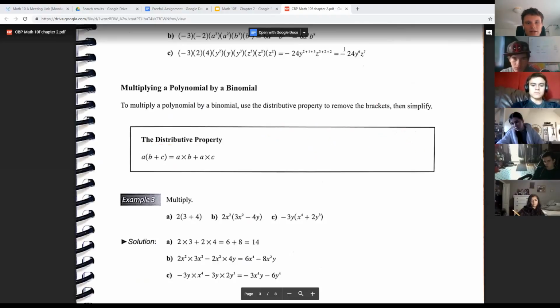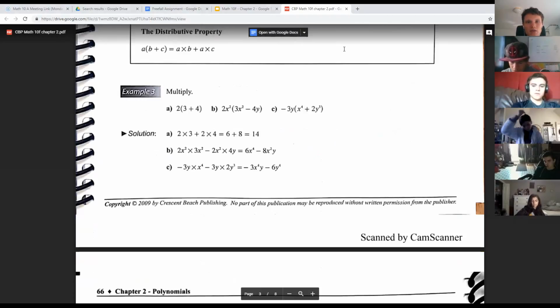All right, great. Let's look at this one example here quick, right? Actually, I'm gonna clear that out. Let's do it like this. So we've got negative 3y times x to the power of 4. That becomes negative 3x to the power of 4y. I like to put those x's first. It's our first term. And then we're going negative 3y times 2y cubed. It's going to become a minus 6y to the power of 4. All right. Questions about that?